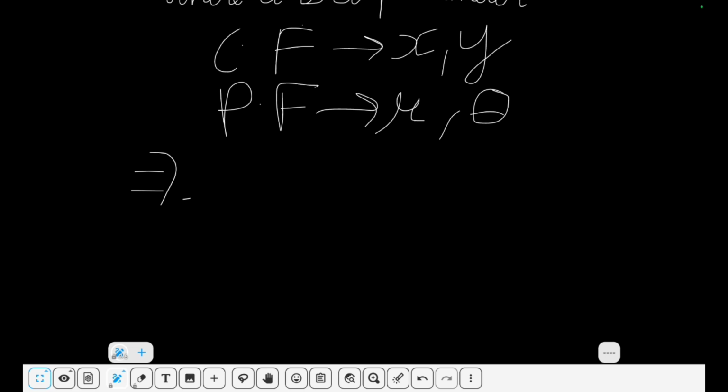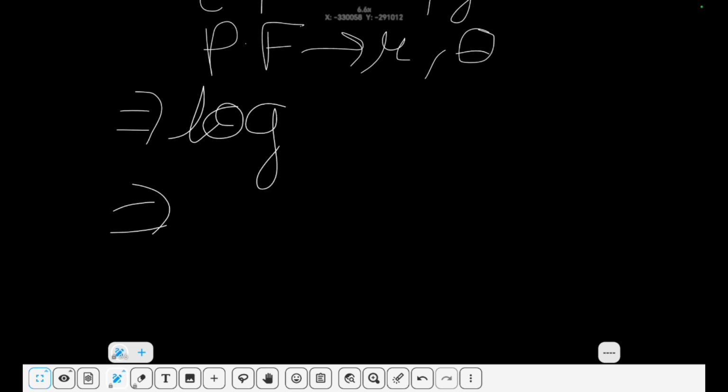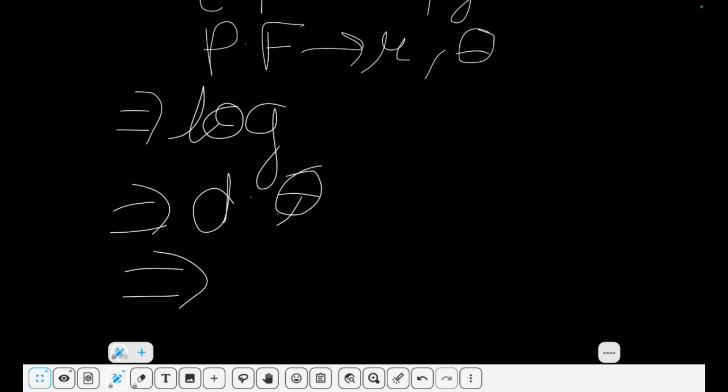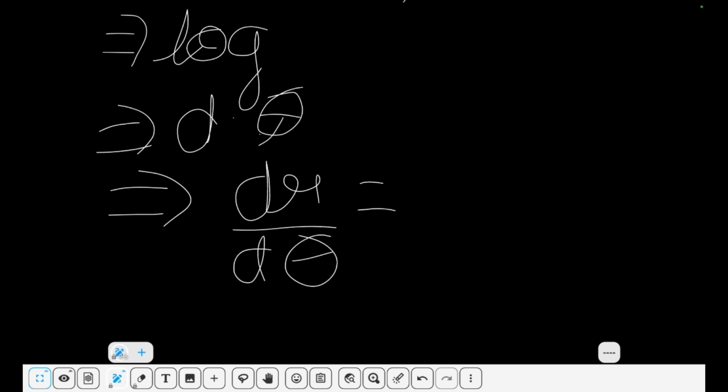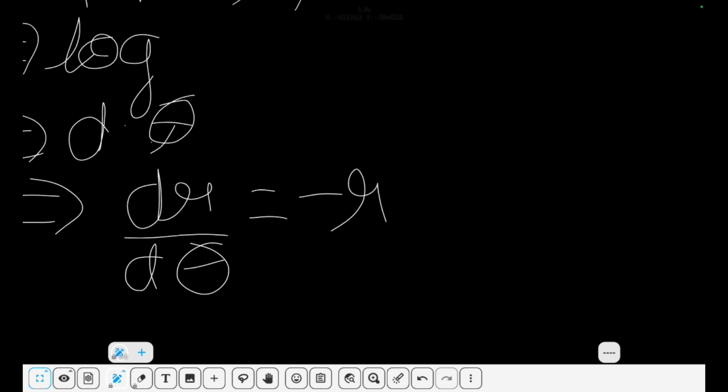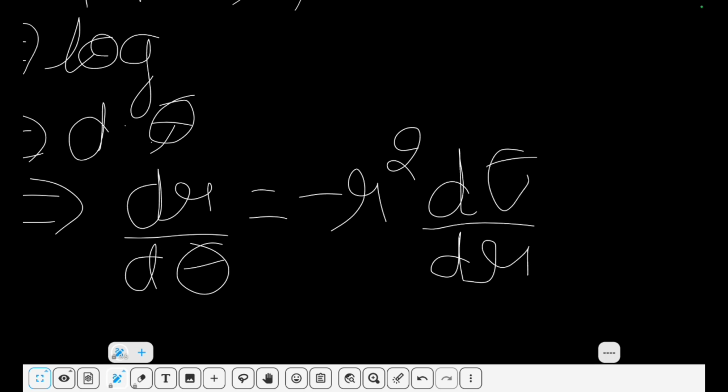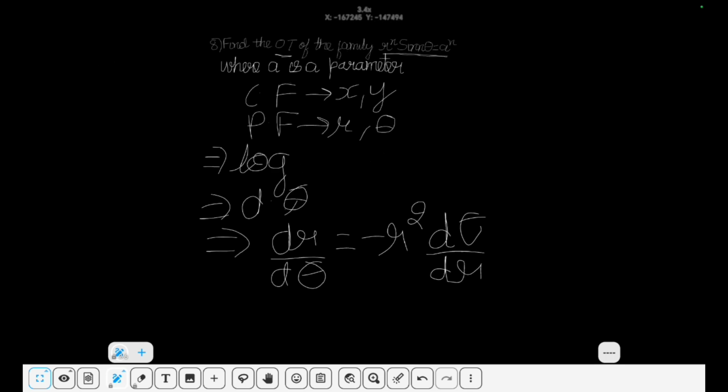There are 3 steps to do that. First one is apply log on both sides. Second step is differentiate with respect to theta. Third step is replace dr by d theta by minus r square into d theta by dr. So these are the 3 steps we need to follow.